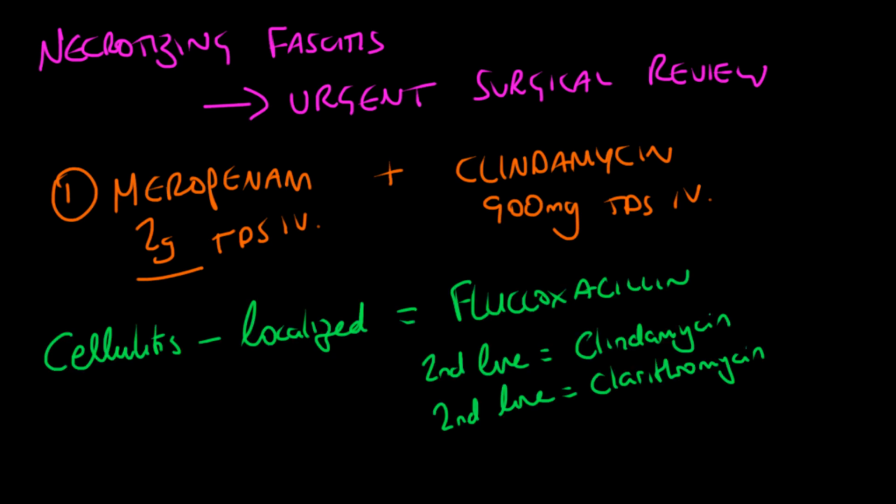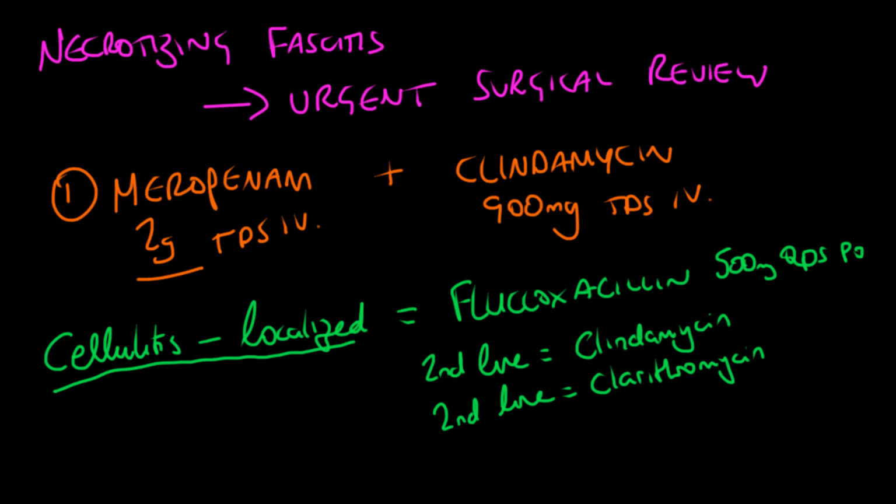If the patient simply had localized cellulitis, however, you might want to start them on flucloxacillin, at an oral dose, potentially 500 milligrams QDS PO. Second line is clindamycin, and an equivalent second line is clarithromycin. Both of those are suitable in penicillin allergic patients, and are both fairly good for skin penetrance.